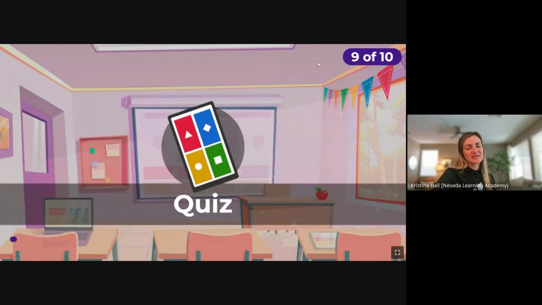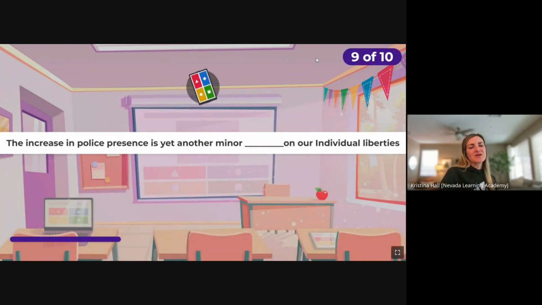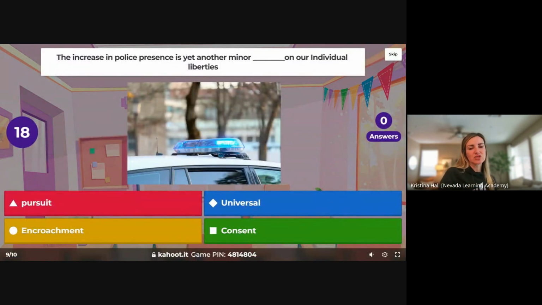All right. 2 more. The increase in police presence is yet another minor blank of our individual liberties. Pursuit, universal, encroachment, or consent. The increase in police presence is yet another minor blank of our individual liberties, meaning freedoms.